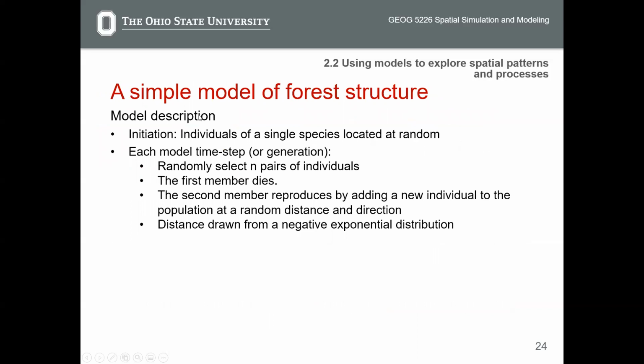So, model description for this simple representation of forest structure. Initiation: individuals of a single species located at random. Of course, each individual can be considered as a tree, a grass, or an animal. But anyway, it's individuals in a forest, right? Each model time step, and each time step is a generation, we randomly select n pairs of individuals. The first member dies. The second member reproduces by adding a new individual to the population at a random distance and direction.